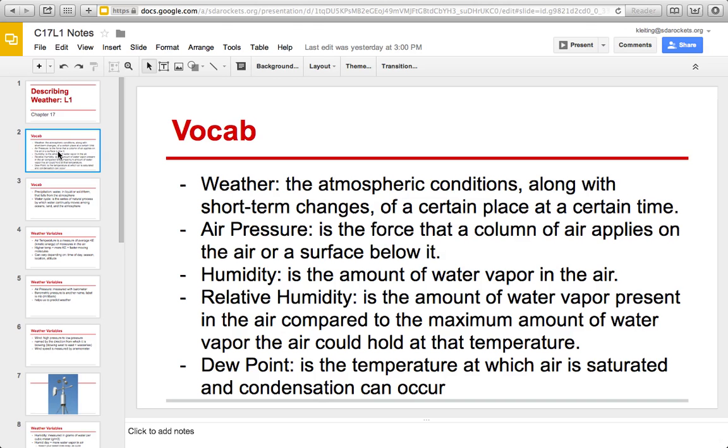Relative humidity is the amount of water vapor present in the air compared to the maximum amount of water vapor in the air that the air could hold at that temperature. So, this is going to be important in terms of temperature. Warm air can hold more water than cold air, which we'll talk about a little later on.